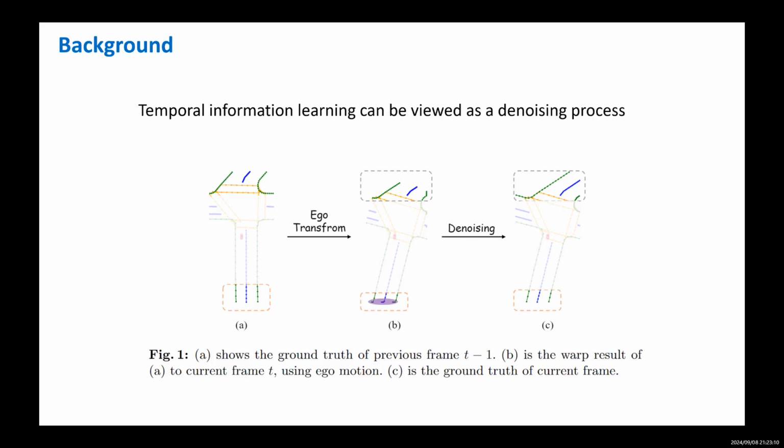As shown in figures B and C, points within the orange dotted box must assimilate different biases despite originating from nearly the same boundary. At the same time, the gray dotted box signifies the newly added part of the curve, necessitating all points along the entire line to acquire distinct offsets to accommodate the curve's growth. Therefore, the learning of temporal information can be viewed as a denoising process.